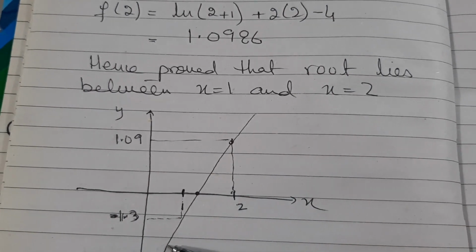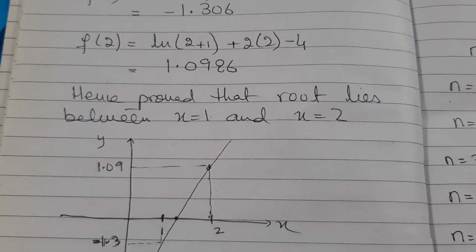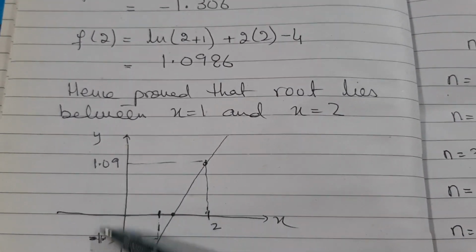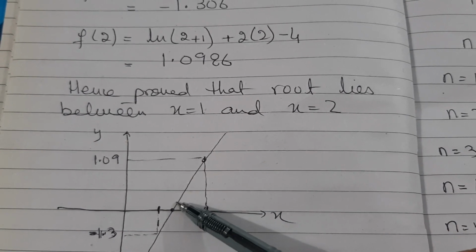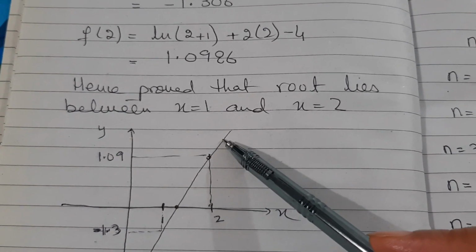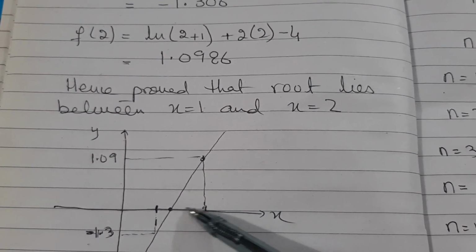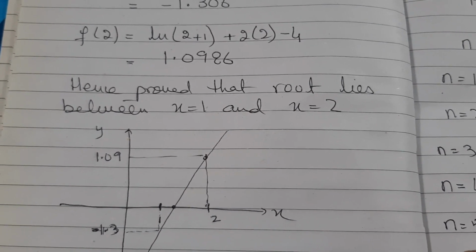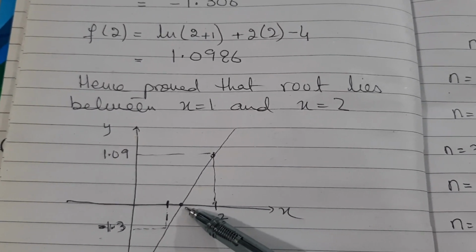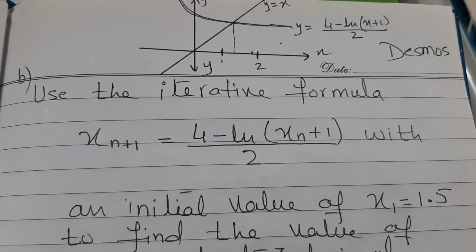I'm repeating. When one y coordinate is negative and the other is positive, it means the curve will pass through the x-axis between them. Because in our syllabus, we are talking about curves which are continuous within the given domain. So the curve is continuous, it is not discontinuous in between. So definitely if one value is positive and the other is negative, then in between there is a point through which the curve is passing through the x-axis. Now let's see how we find this answer with the help of the iterative formula.